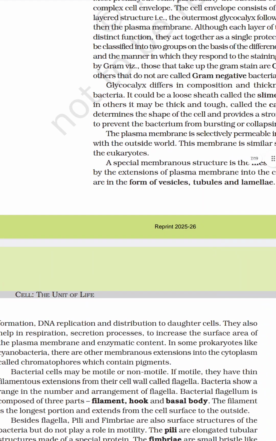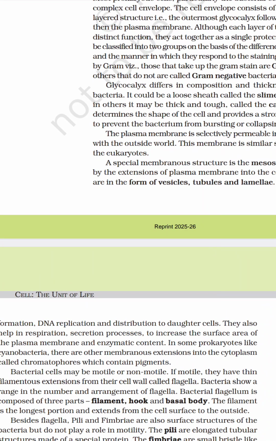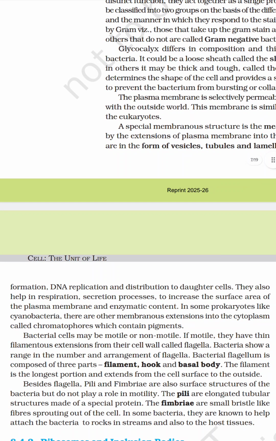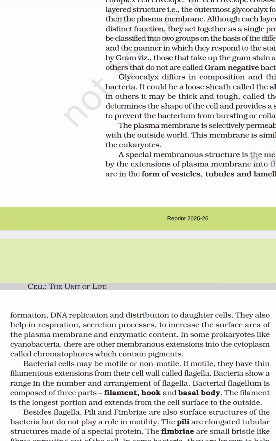So this is all about the cell envelope. Due to the cell envelope, there are two types of bacteria, gram positive and gram negative. The bacteria possessing the gram stain are known as gram positive. When it is lacking, it is a gram negative bacterium. The flagellum contains different parts like filament, hook and basal body. So this is all about the cell envelope and modifications of the prokaryotes.